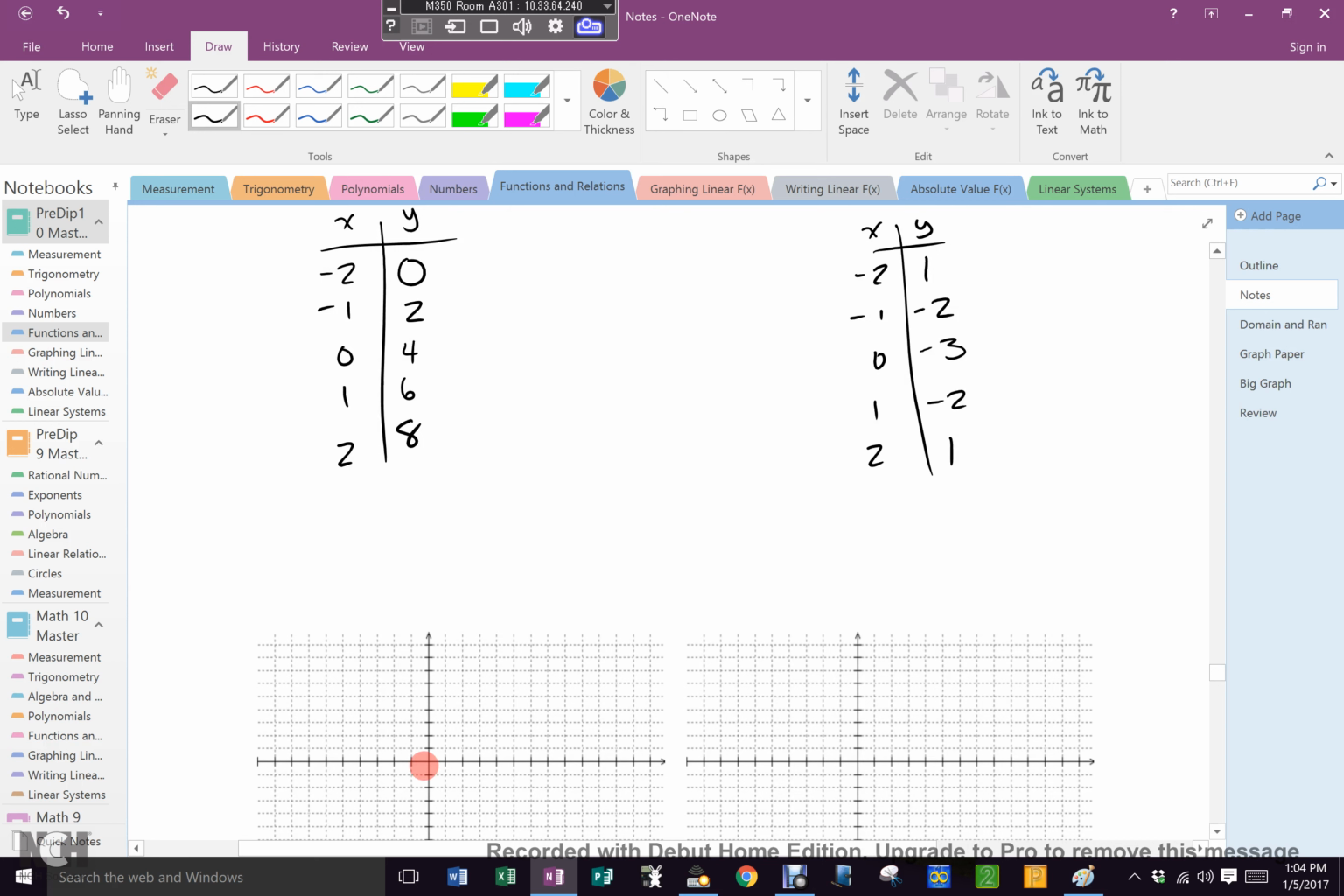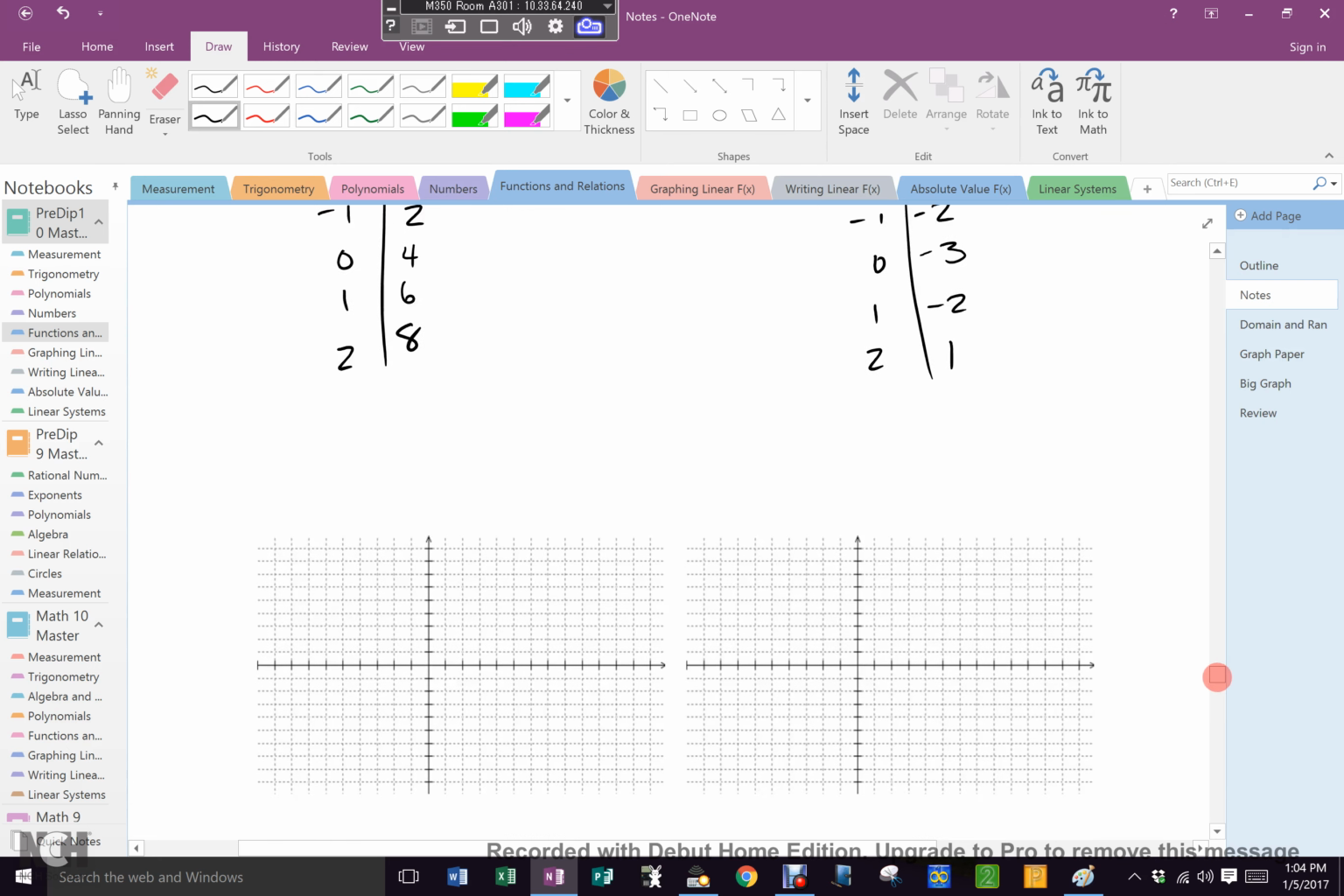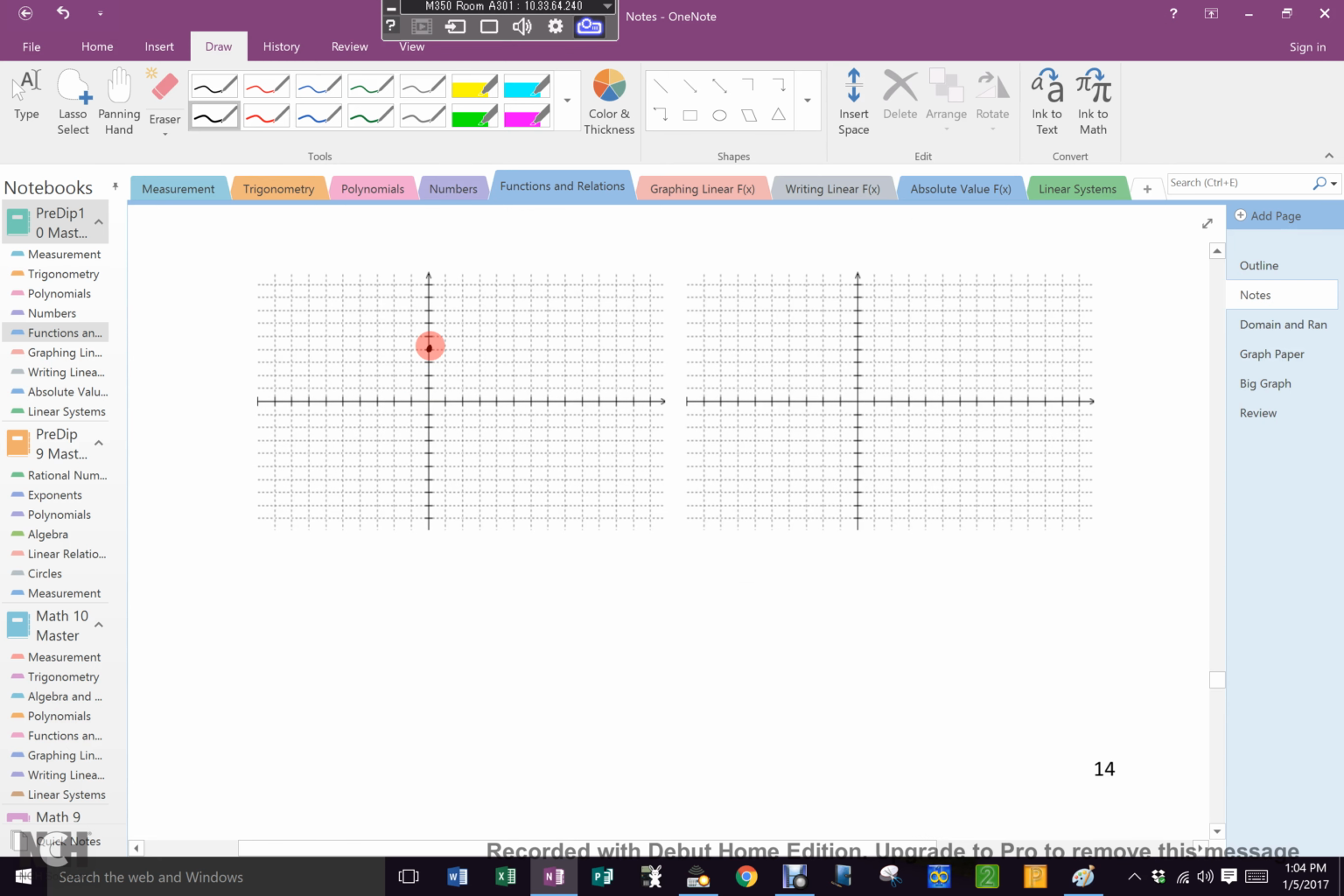This one's easy. Choose any 3 points and make a line. Easy peasy, lemon squeezy. Done. This one. Where do I start? 0, negative 3. 1, negative 2. Okay. Negative 1, negative 2. Positive 1. It makes this fun U shape, which we call a parabola.